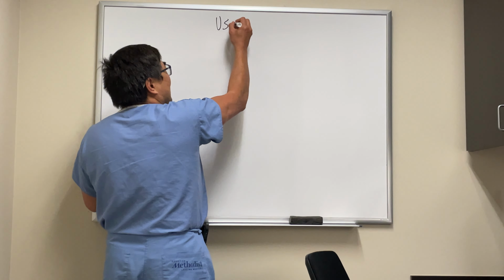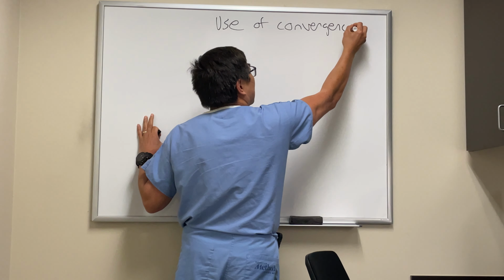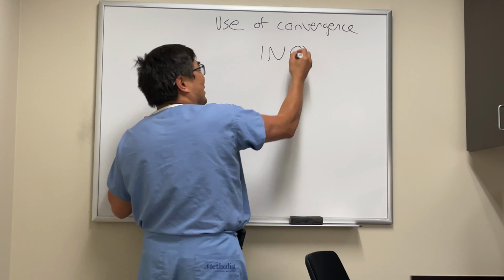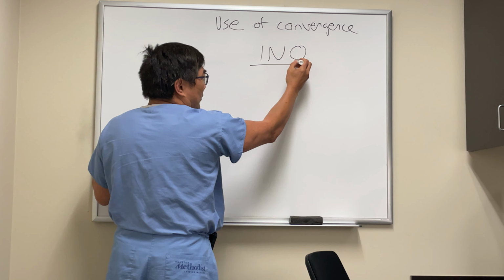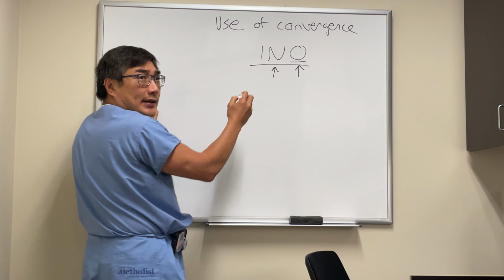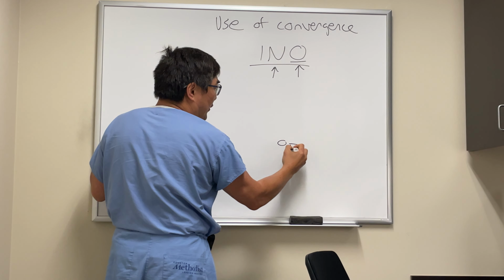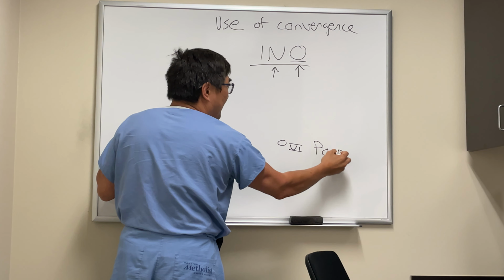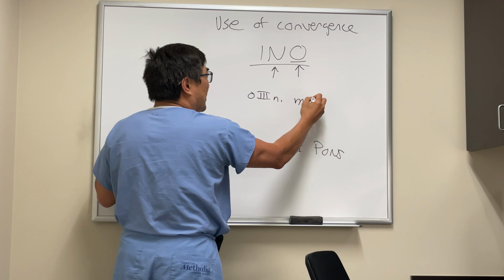So somebody asked about the use of convergence in helping to localize the internuclear ophthalmoplegia. And you should watch that INO video. And INO is exactly what it says it is. It's ophthalmoplegia from the interneuron between the two nuclei. And the two nuclei are the sixth nerve nucleus, which lives in the pons, and the contralateral third nerve nucleus, which lives in the midbrain.